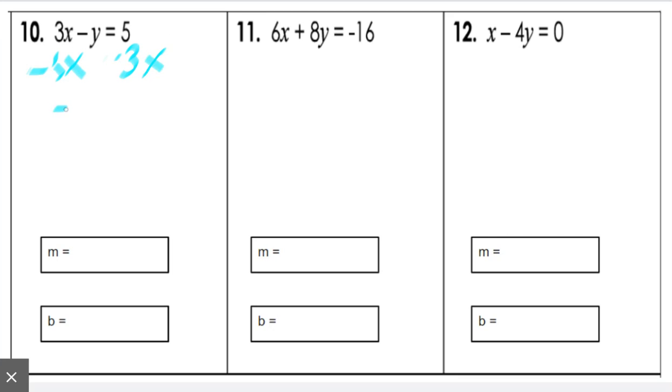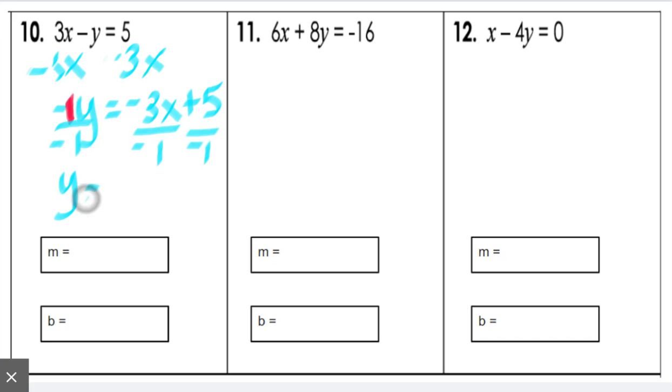So then we end up with negative y equals negative 3x plus 5, because we want it in the form y equals mx plus b. Okay, now this y is not by itself yet. We still have that negative sign in front of it. So that negative sign actually means it's negative 1y. So in order to isolate the y variable, we have to divide everything by negative 1.